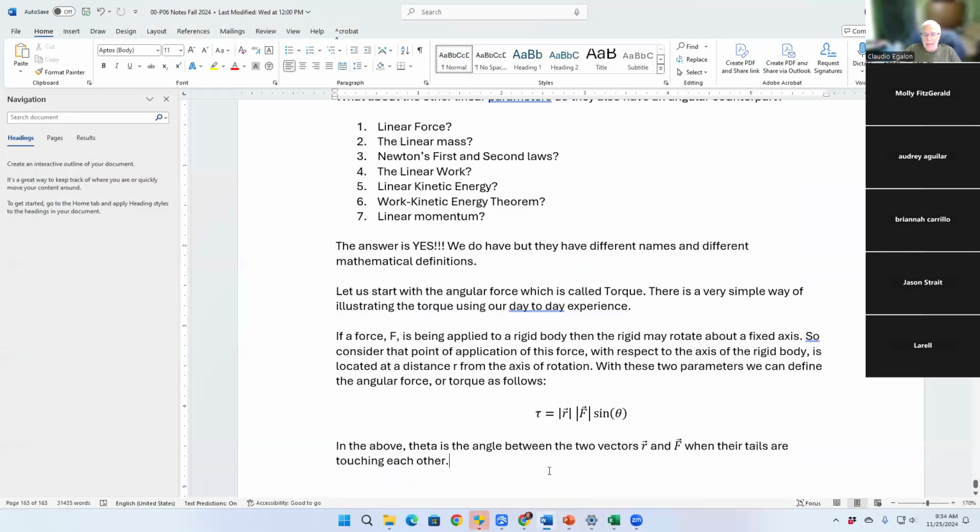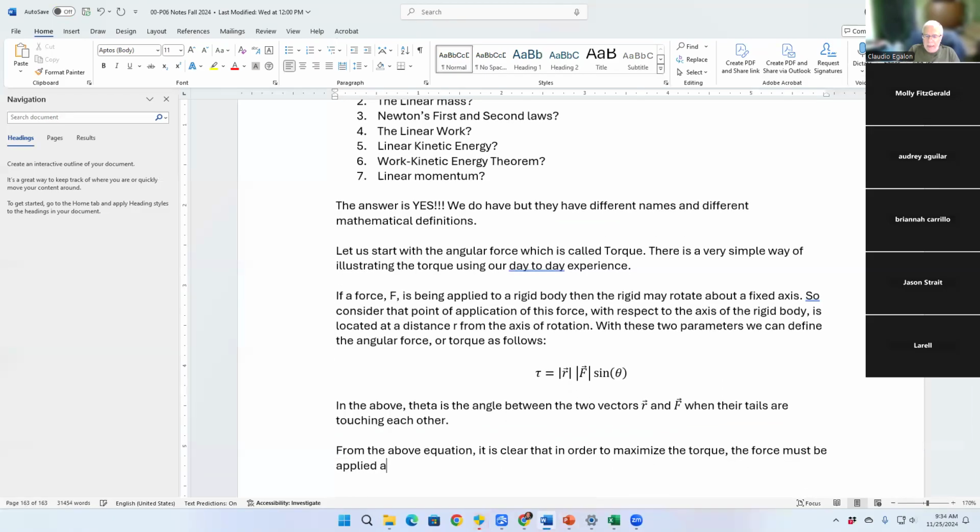Okay? From the above equation, it's clear that in order to maximize the torque, the force must be applied at an angle of 90 degrees with respect to the vector position of the point of application of the force. Okay?